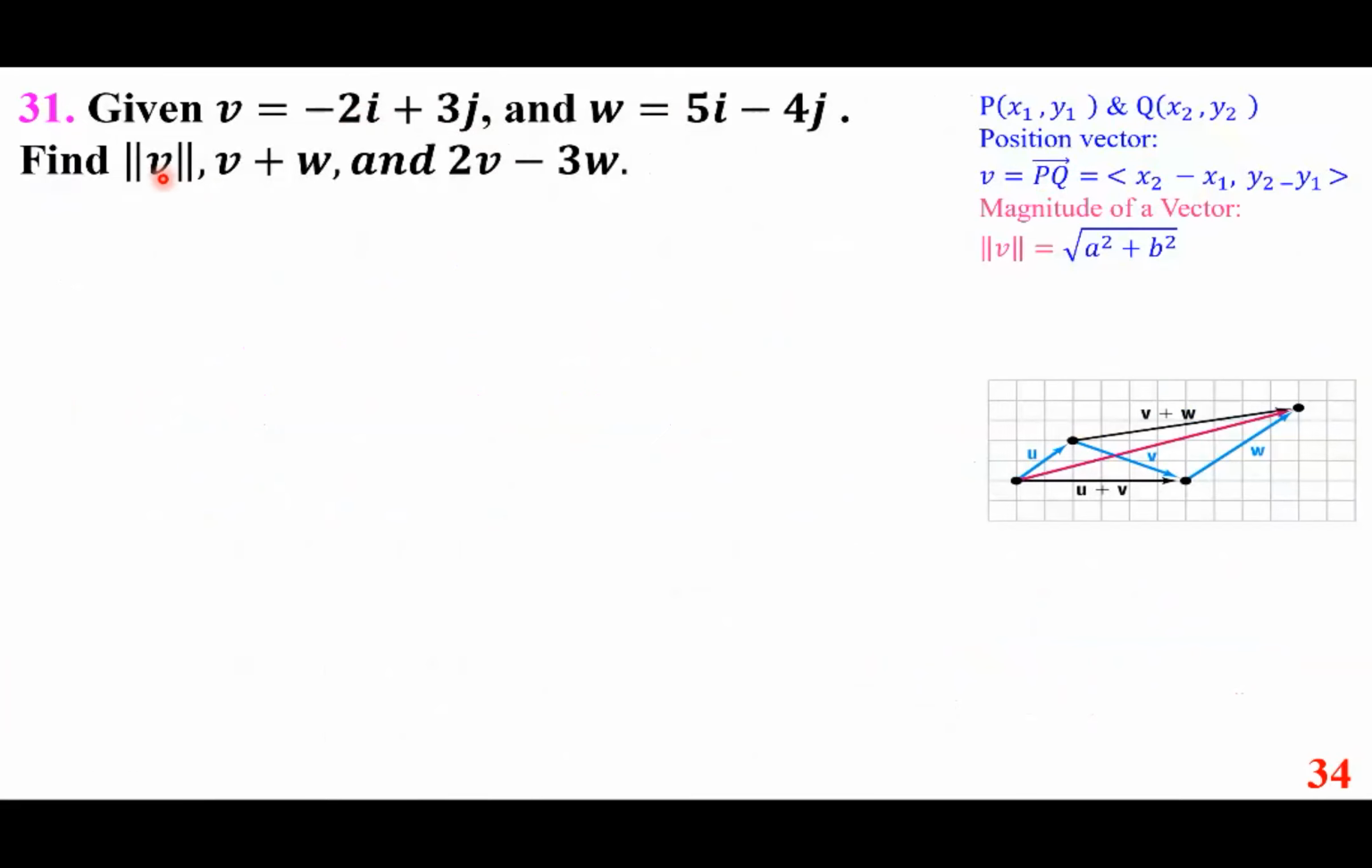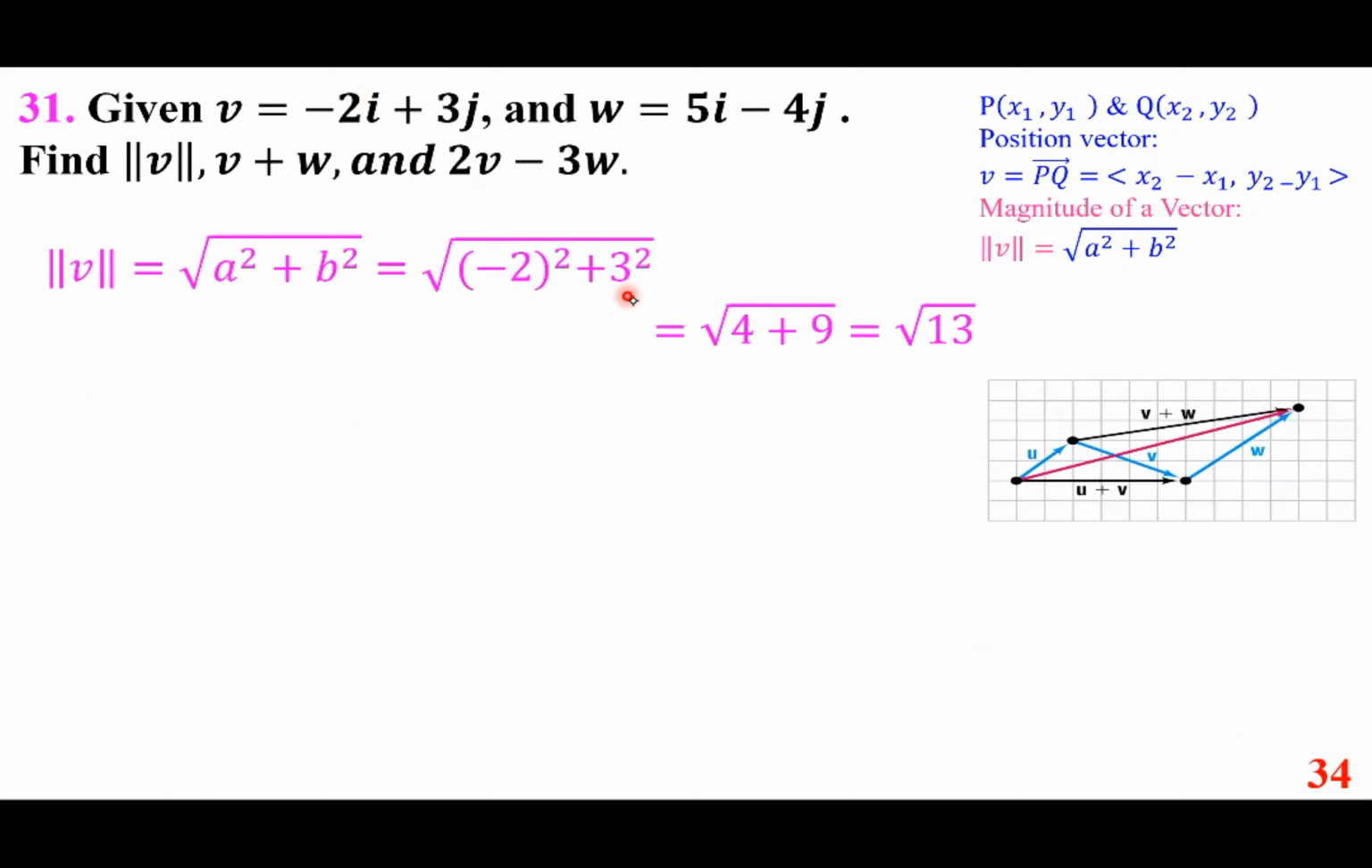We have those two vectors, and we want to find the following. So the magnitude, we've already done that. Minus 2 quantity squared plus 3 quantity squared, and this is 4, this is 9, and that's the square root of 13. We want to add them up. So simply put, let's add them up. When we do that, minus 2i and 5i is positive 3i, 3j and minus 4j is minus j, and we are done.